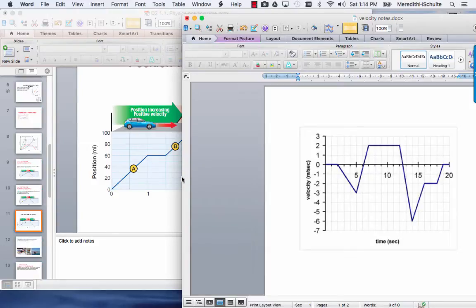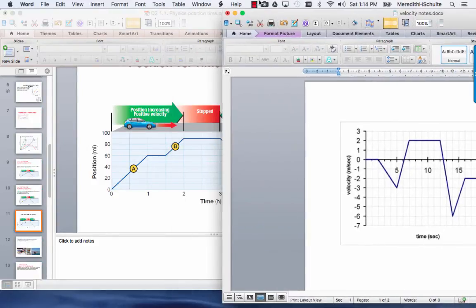On this position graph, anywhere that the line is going up, it's an increasing positive velocity. We are going to see that anywhere above the x-axis the flat line is going to be a diagonal line on the position graph because it's a constant speed. These diagonal lines on the velocity graph, because they are acceleration, would be curved on the position graph, but they would be position increasing.